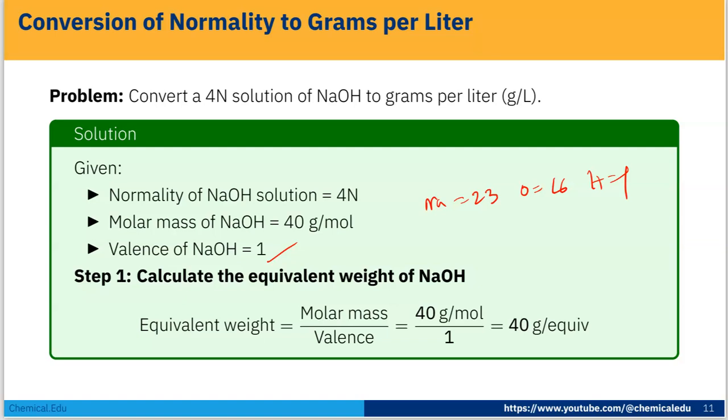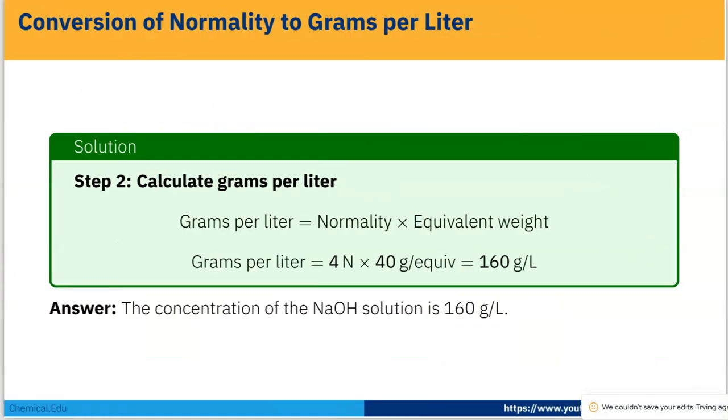Now the calculation of the equivalent weight of NaOH. Equivalent weight is molar mass divided by valence. So that is 40 gram per mole divided by 1, which is 40 gram per equivalent. After getting that 40 gram equivalent, we can calculate the gram per liter. Gram per liter is normality times equivalent weight. So gram per liter will be 4 normality times 40 gram per equivalent, so that is 160 gram per liter.